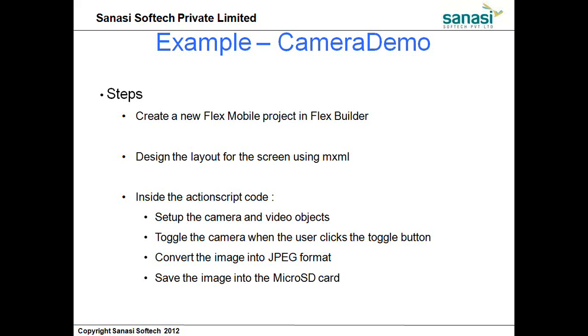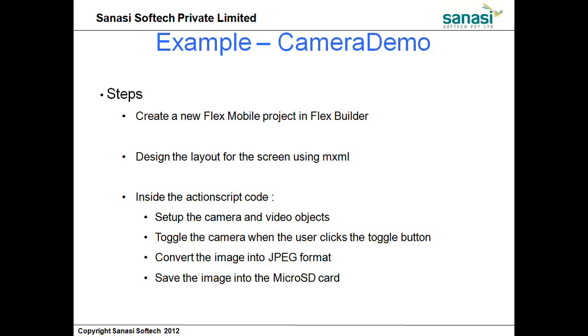So inside the ActionScript code, what is the set of things that we are going to do? We are going to set up what are called the camera and video objects. Then we are going to write a bit of code that is going to toggle between the front and back camera when the user clicks on the toggle button, which you will see a bit ahead. And of course, once the user clicks on the button, we are going to convert this raw image into JPEG format, and finally we'll try to save it into the micro SD card. Okay, so this is the set of steps that we are going to follow for this particular project.